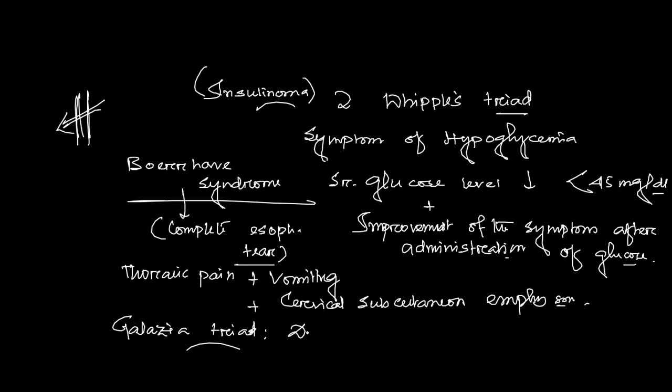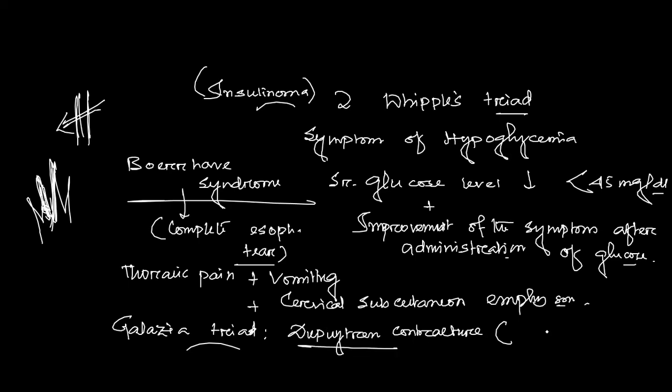Dupuytren contracture means there is palmar fascia. Suppose this is the palmar fascia, and you will get fibrous tissue formation in the palmar fascia, and that will lead to contracture of the finger. Most commonly the finger which is affected is the ring finger. Ring finger is the most commonly affected in Dupuytren contracture. This is known as palmar fibromatosis.